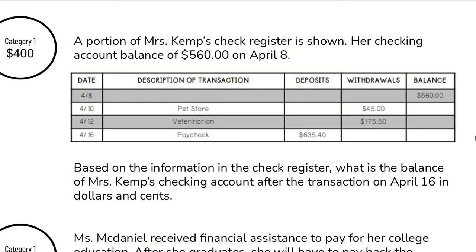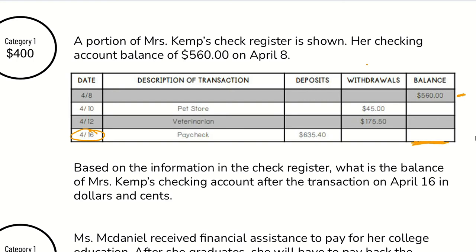A portion of Mrs. Kim's check register showed her checking account balance of $560 on April 8th. So that's what they're talking about right here. Based on the information in the check register, what is the balance of Mrs. Kim's checking account after the transaction on April 16th? So we're talking about here and here. So there's some math I need to do to get here.